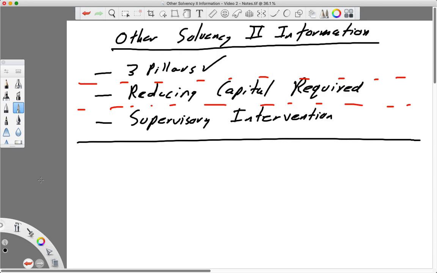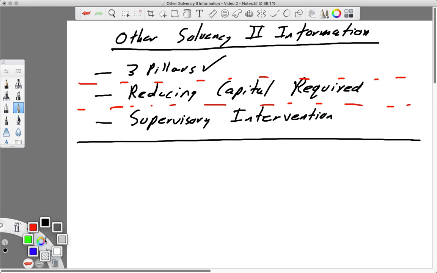So we covered what the three pillars were briefly in the last video. So quantitative requirements is pillar 1, supervisory requirements is pillar 2, including the ORSA or Own Risk and Solvency Assessment document, and pillar 3 is what you need to disclose. What we're going to do in this video is talk about reducing capital required.